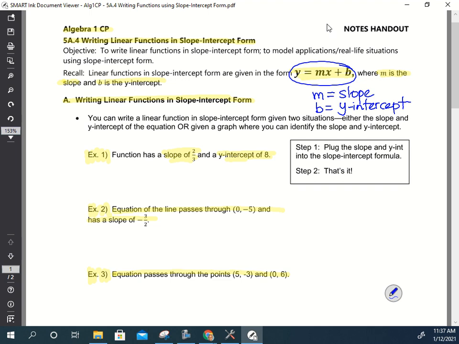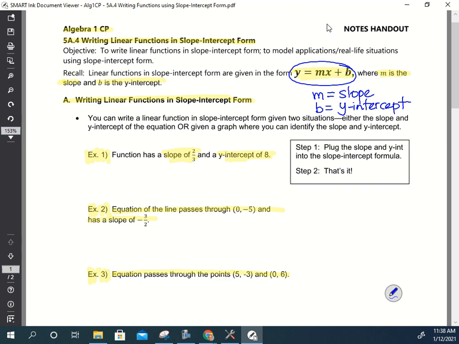So, today we're going to focus on writing the actual function. So up until now, you've been given the equation and you had to graph it. Sometimes you had to rewrite it, but primarily you were graphing it. Now, we are going to write the function.